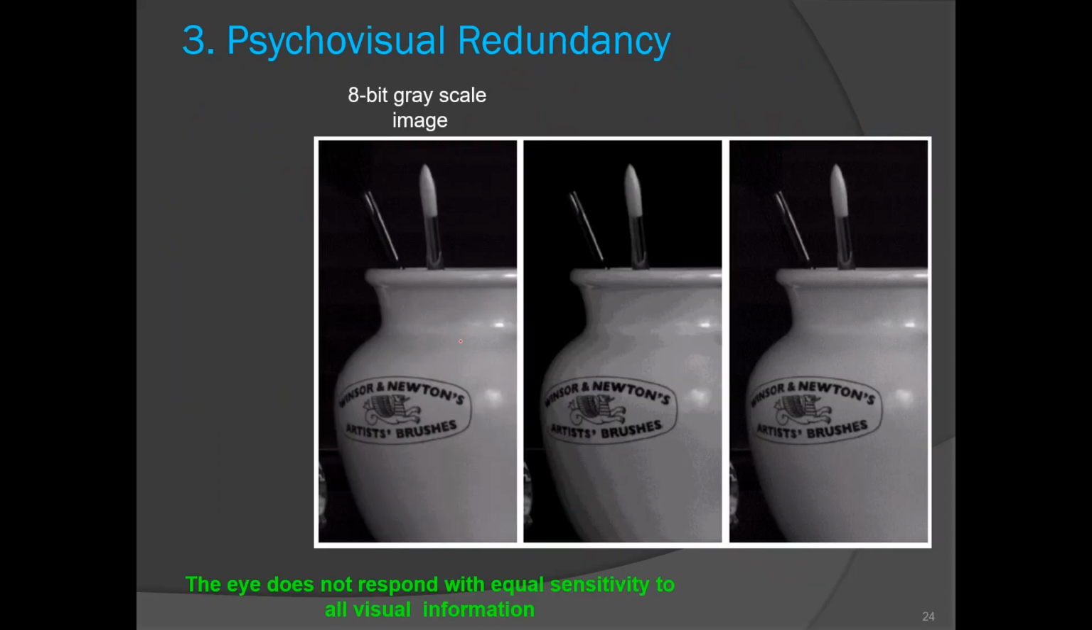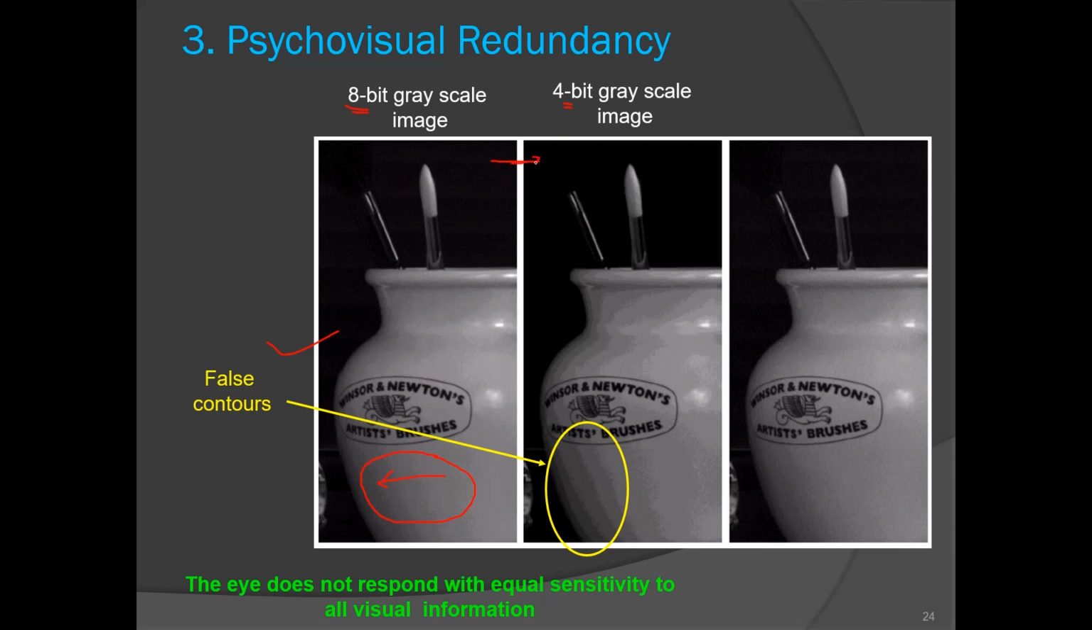So this is one example. Here we have an 8-bit grayscale image with a constant region, and we cannot see the fine details. So instead of storing the image using 8 bits, we can store it using 4 bits. We have seen the bit planes. If you remove the 4 least significant bit planes, for every pixel you will require 4 bits only. If you do that compression, you will get this image, and this is known as false contours.